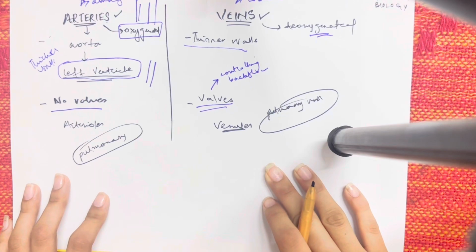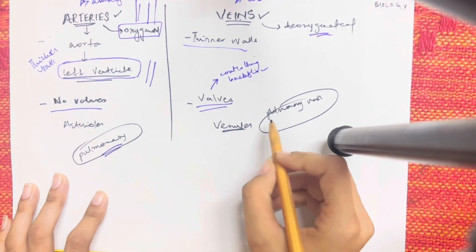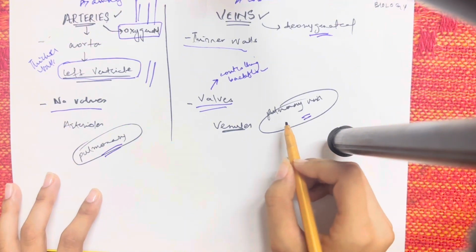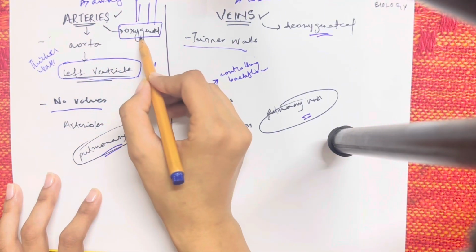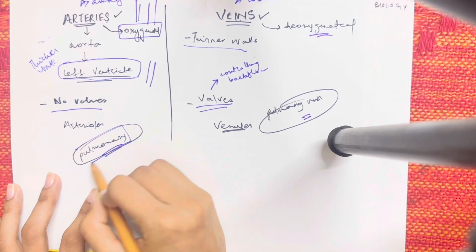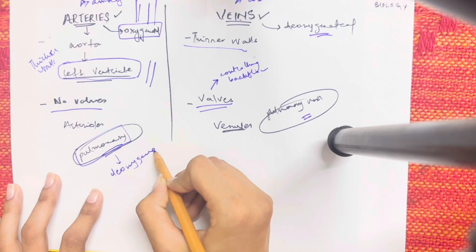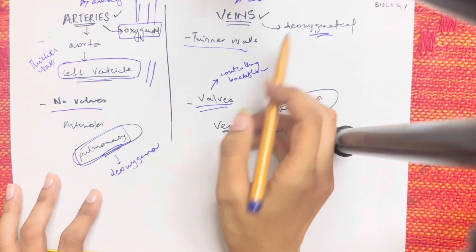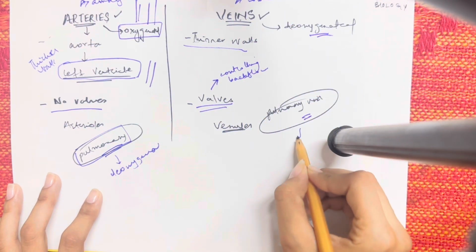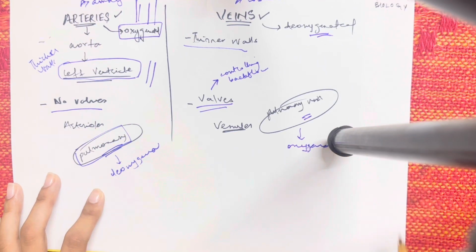Other than that, one exception between the arteries and the veins is the pulmonary artery and the pulmonary vein. We have always said that the arteries carry oxygenated blood, but as an exception, the pulmonary artery carries deoxygenated blood. Similarly, we say that the veins carry deoxygenated blood, but the pulmonary vein carries the oxygenated blood. That's all about this chapter.